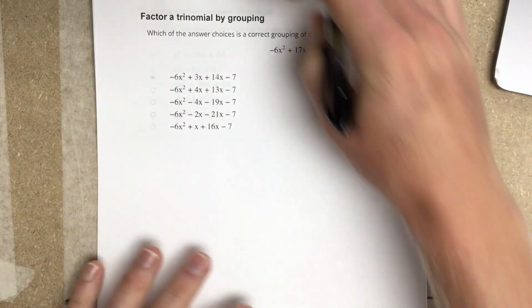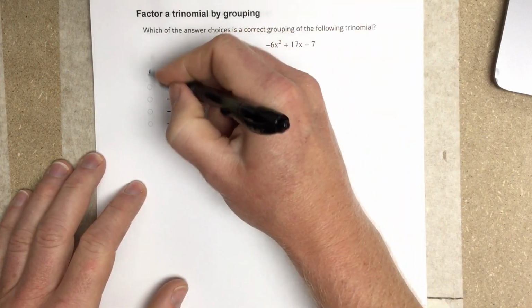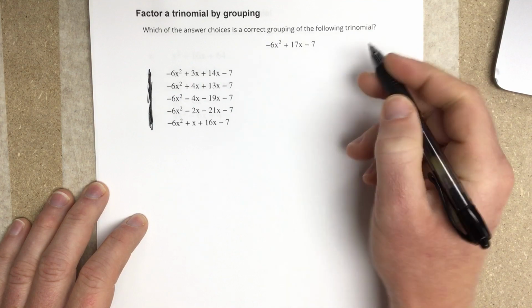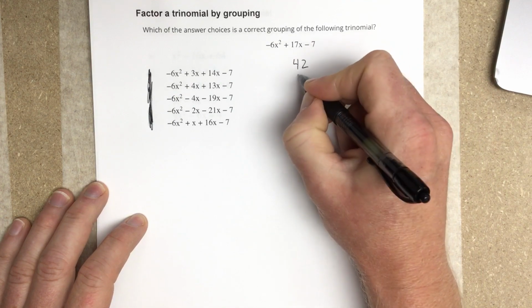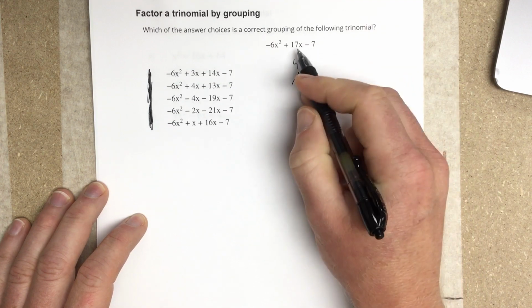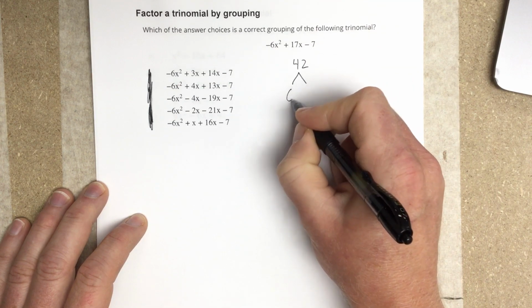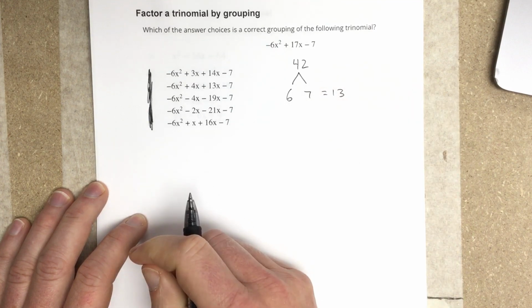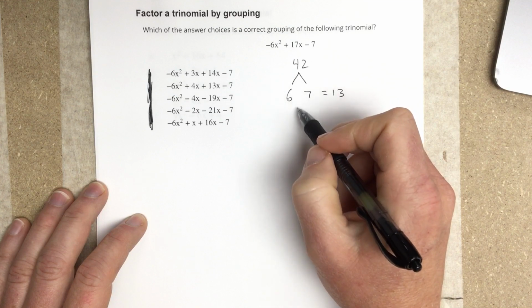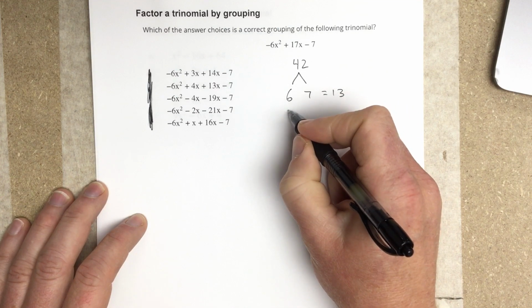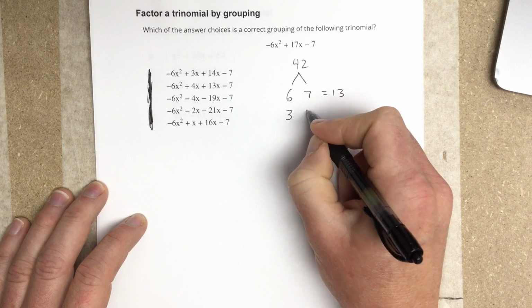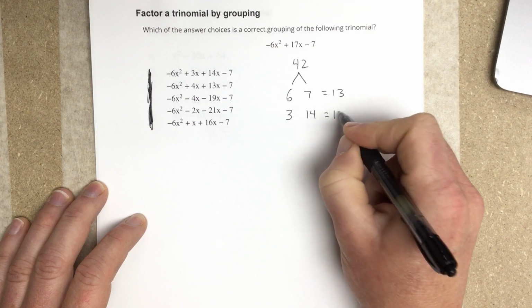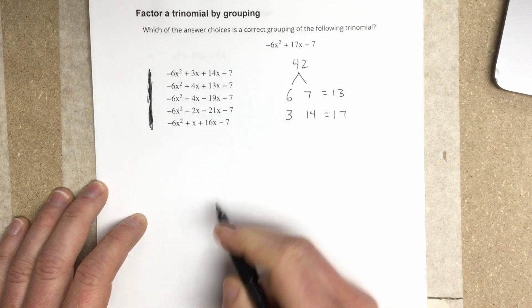Let's do another factor by grouping. So we're going to, again, multiply the -6 times the -7, and that gives you 42. And then we want to take the factors of 42 and see which ones add to 17. So we got 6 and 7. That adds to 13. Maybe 3 and 14. Yeah, 3 and 14 work, so that is 17. So 3 and 14 are the two factors we want to use.